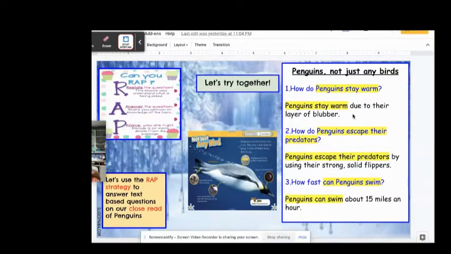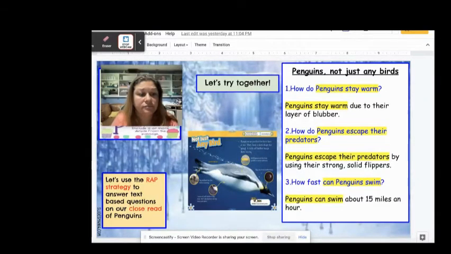Oh, it says by including 2 or more details from the passage. I didn't include 2 or more. I included 1, I believe. But you get the gist of it. Penguins stay warm due to their layer of blubber. Now, if I wanted to add to that, let's see here.